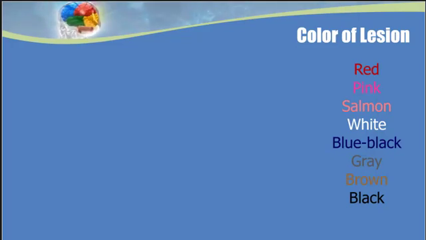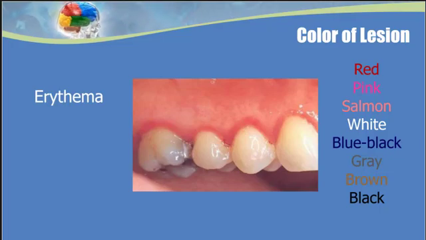The first one would be erythema. When you're in clinic, you're going to be responsible for identifying gingival erythema in your patients when you do your gingival descriptors. So this would be an abnormal redness of the mucosa or gingiva.